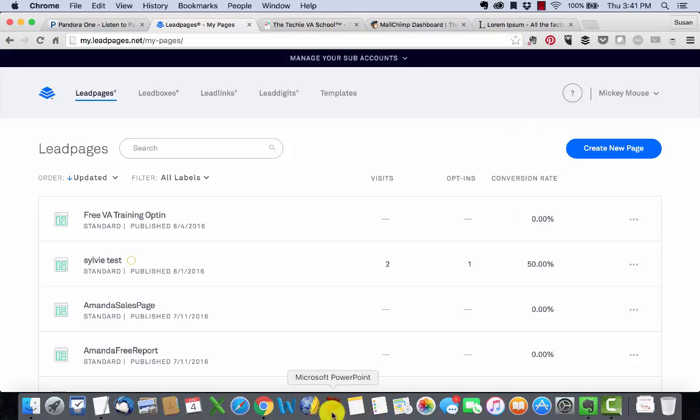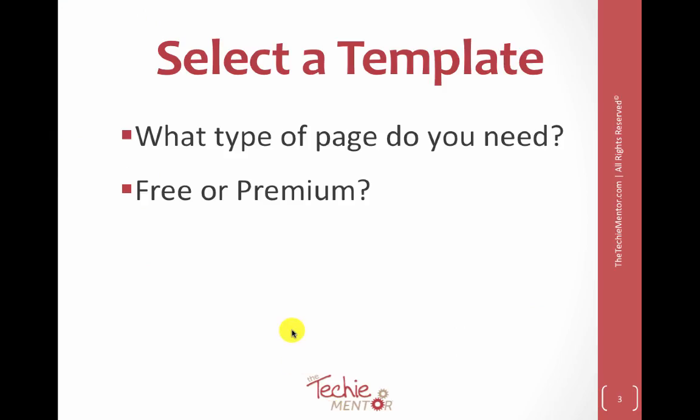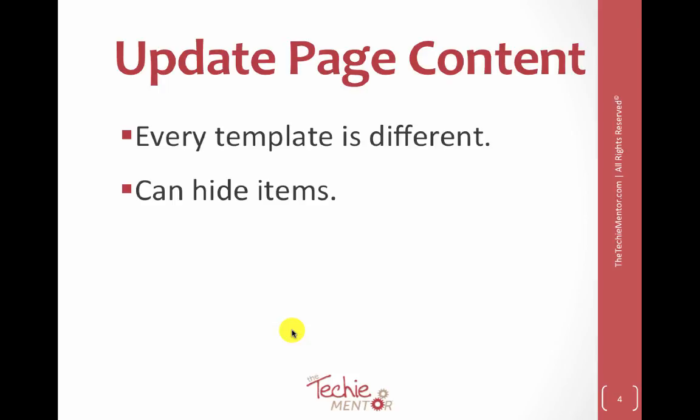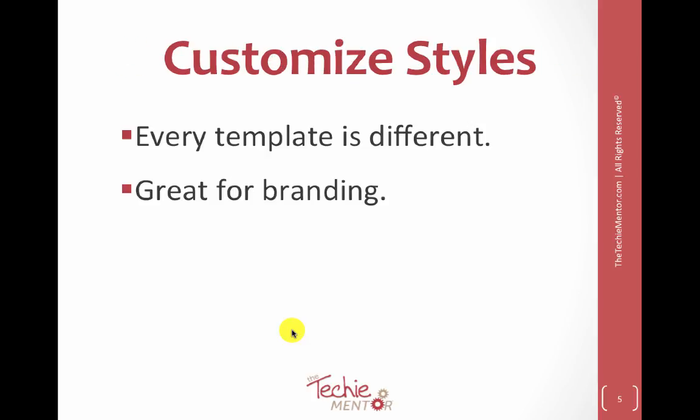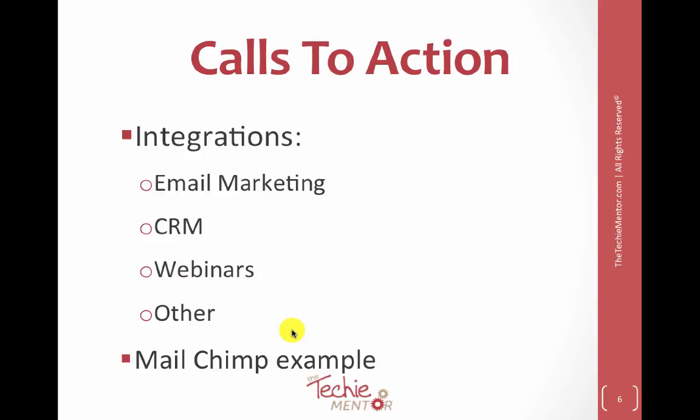So real quick, we selected a template. We chose free or premium. We just started with a free one. Every template is different. You can hide the items that you don't want, whether in the bar or on the visual page. Again, customizing styles, the available styles differ per template. Make sure you brand it so it matches your branding colors or your client's colors. And then your calls to action.